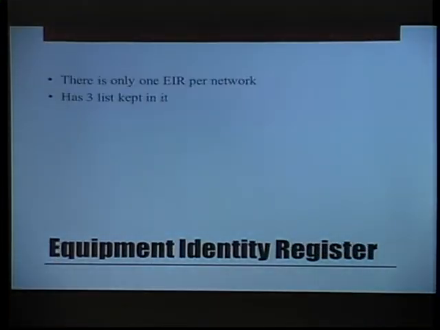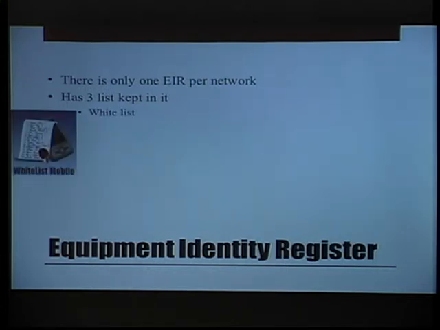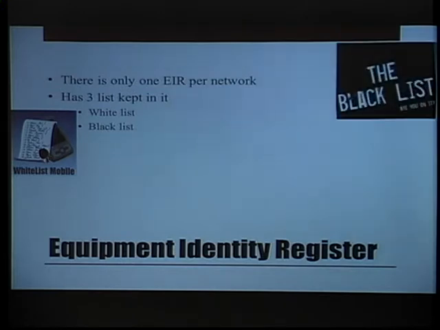Okay, so we've got the EIR, sorry. It has 3 lists within it. It's the equipment identity register. It has a white list. If your phone's good, you're paid up, you're on this list. It has a black list. If your phone's stolen, things like that, you're on this list. It also has a gray list.